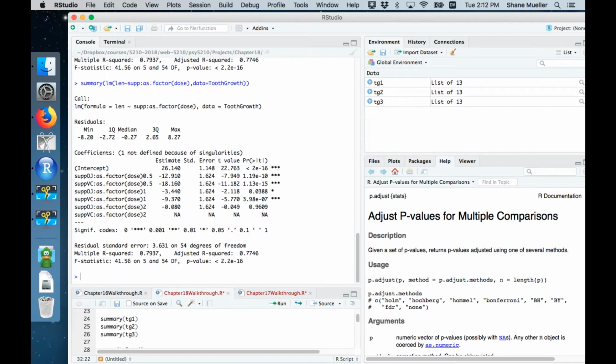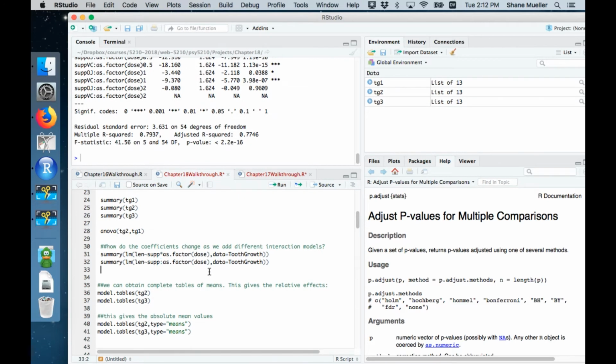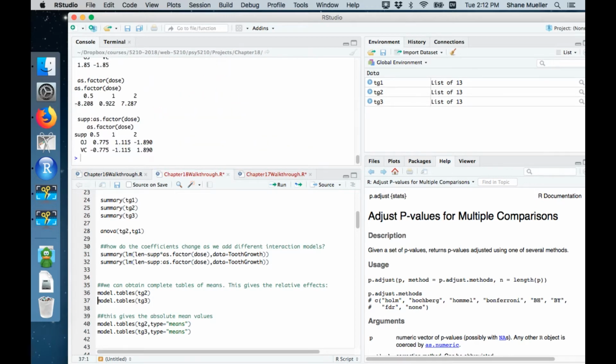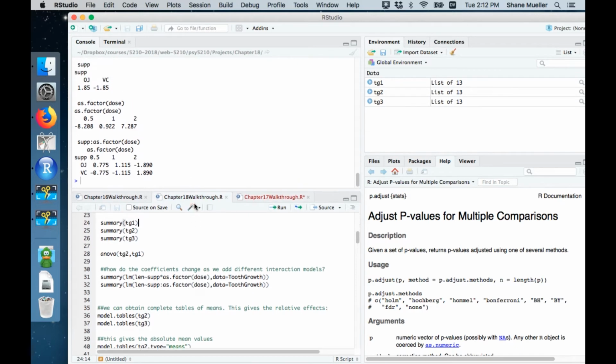But if we then do, as we saw by doing the summary of these, the overall effect of whether the whole thing is significant stays the same. Another thing you can do with one of these models is use the model.tables function. And this, it doesn't give you the coefficients, but this gives you the model's predictions about every level.